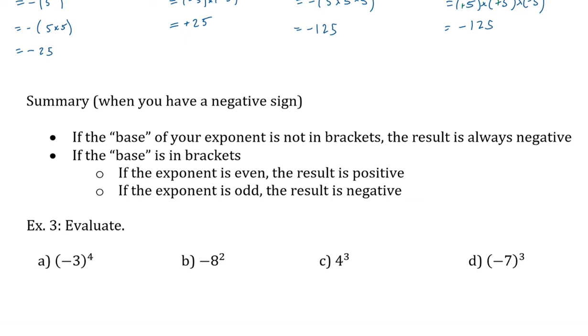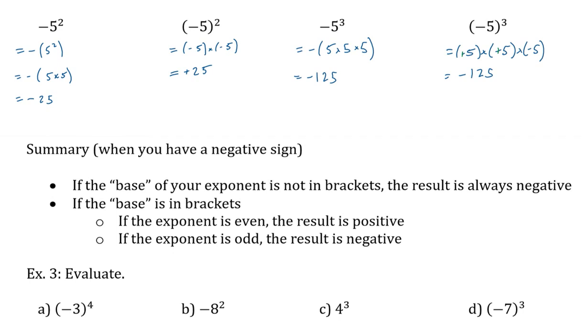But if the base of your exponent is not in brackets, so that was this one and this one, your answer is going to be negative because you only have 1 negative. If the base is in brackets, so that one has brackets and that one has brackets, and the exponent is even, the result will be positive because they're all going to cancel out in pairs. If the exponent is odd, so 3, 5, 7, something like that, your result will be negative because you're always going to have 1 left over.